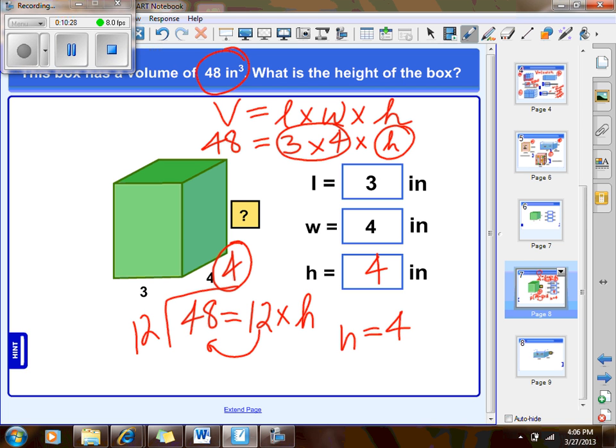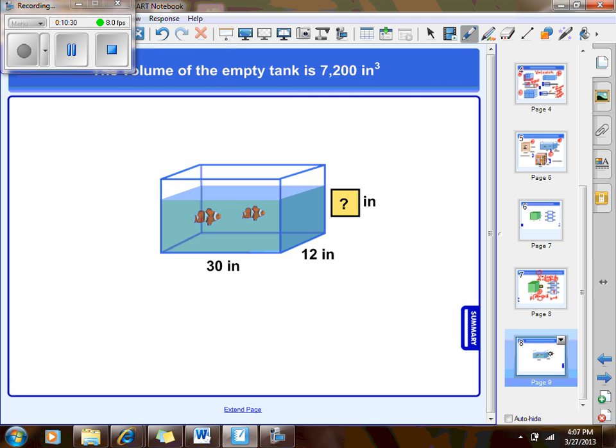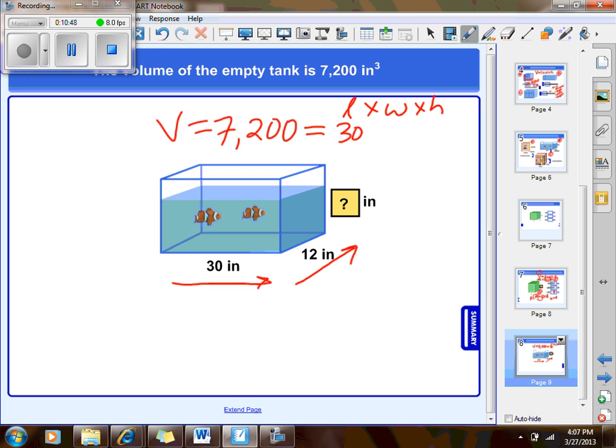So now I'm going to give you one to work on. Ready? If we know that the volume is 7,200 cubic inches, and it equals length times width times height, we know our length is 30 inches. We know our width is 12 inches. We still don't know our height. So if we multiply 30 times 12, gives us 360 times the height.